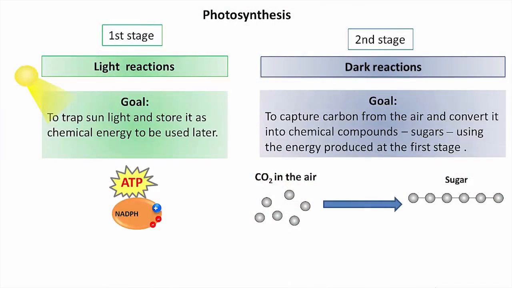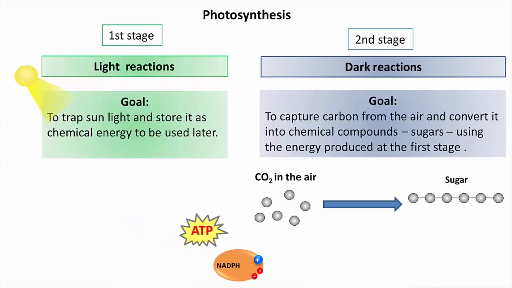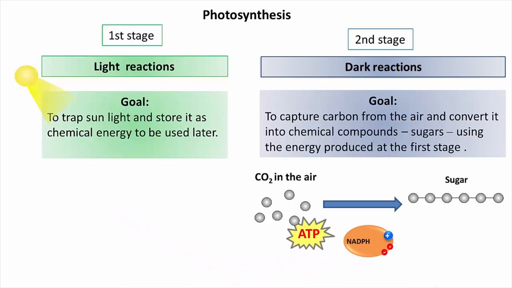In the second stage of photosynthesis, what I call the dark reactions, the plant utilizes ATP and NADPH from the light reactions to capture carbon from the air and to convert it into usable sugars. It's called the dark reactions not because it happens at night. Actually, they usually happen during the day, but because the reactions themselves do not directly use the light, like the reactions we learned about in the previous section.